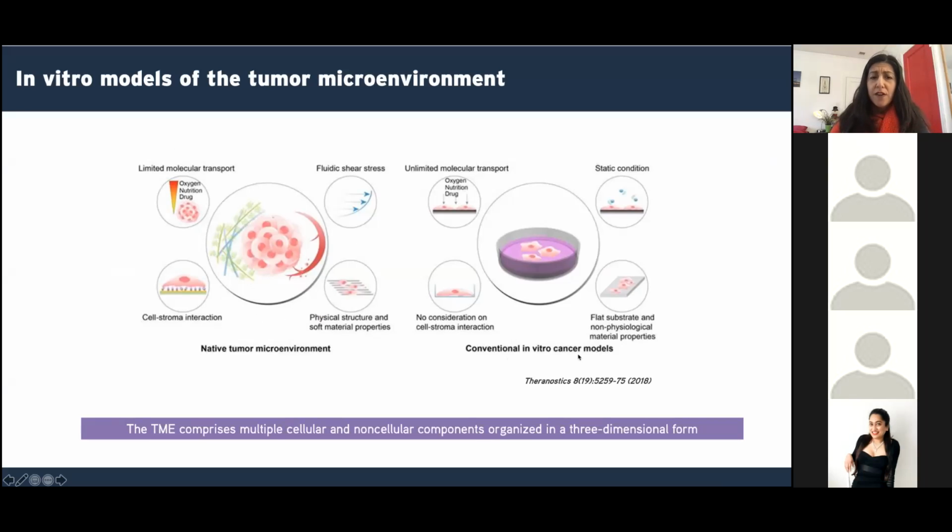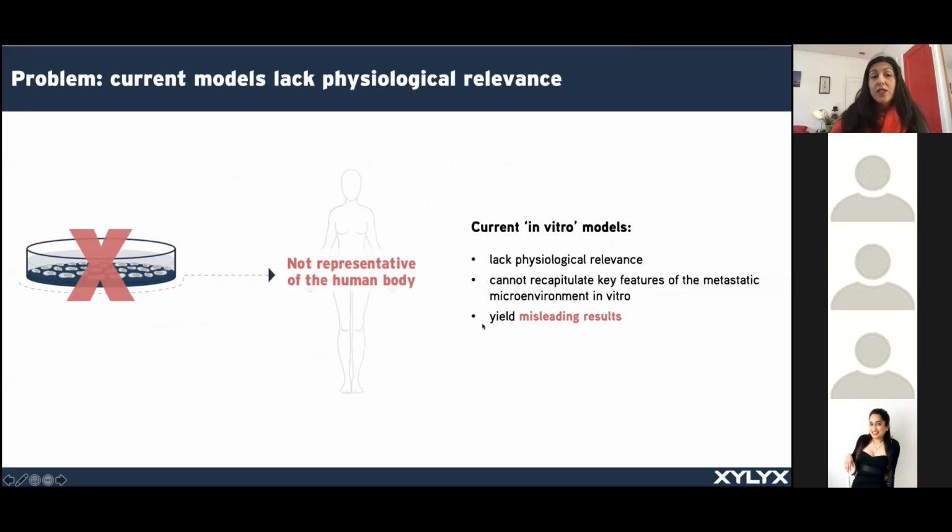In the most conventional in vitro models, we know the cells are in static conditions and also most of the time on a flat substrate, and there is no consideration of cell-stroma interaction. So we have this problem of current models lacking this physiological relevance. Therefore, they cannot recapitulate key features of this metastatic microenvironment, and therefore they yield misleading results.